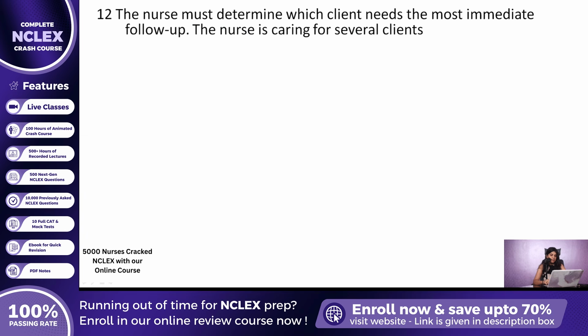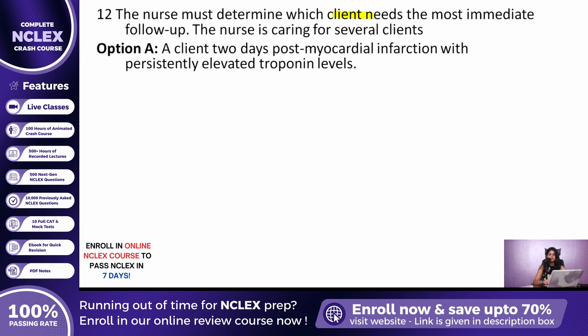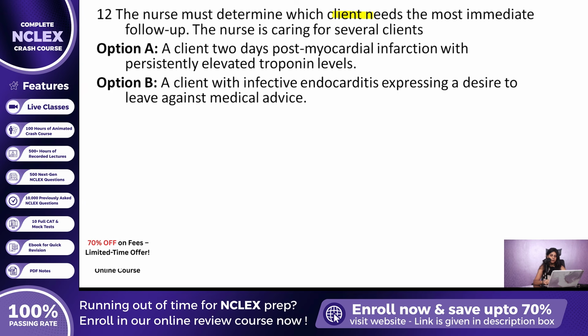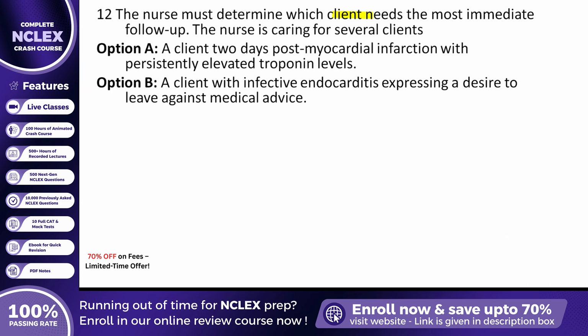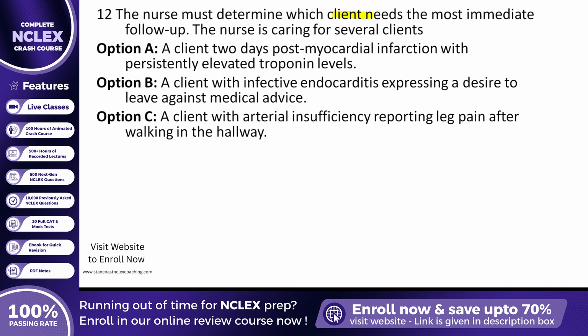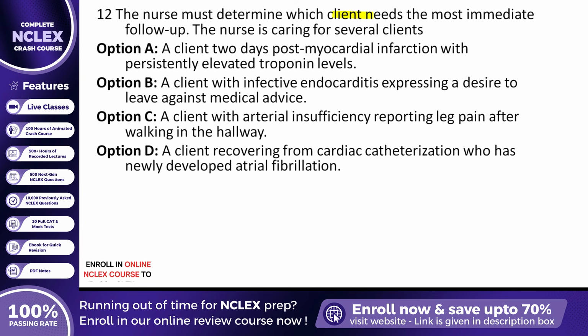Question 12. Now, let us examine a scenario where the nurse must determine which client needs the most immediate follow-up. The nurse is caring for several clients, and here are the options. Option A, a client 2 days post-myocardial infarction with persistently elevated troponin levels. Option B, a client with infective endocarditis expressing a desire to leave against medical advice. Option C, a client with arterial insufficiency reporting leg pain after walking in the hallway. Option D, a client recovering from cardiac catheterization who has newly developed atrial fibrillation.